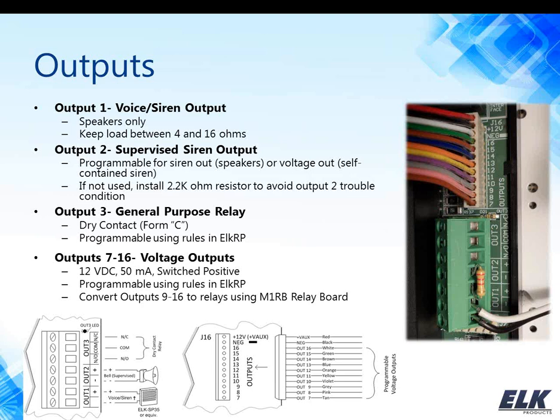Now above that, you can see this really nice big ribbon cable is connected into the panel. That's going to give you 7 through 16 12-volt positive outputs. And with those outputs, you can turn on little LEDs through outputs 9 through 16. You can actually turn those into relay outputs in case you need more relays by using an ELK M1RB relay board.